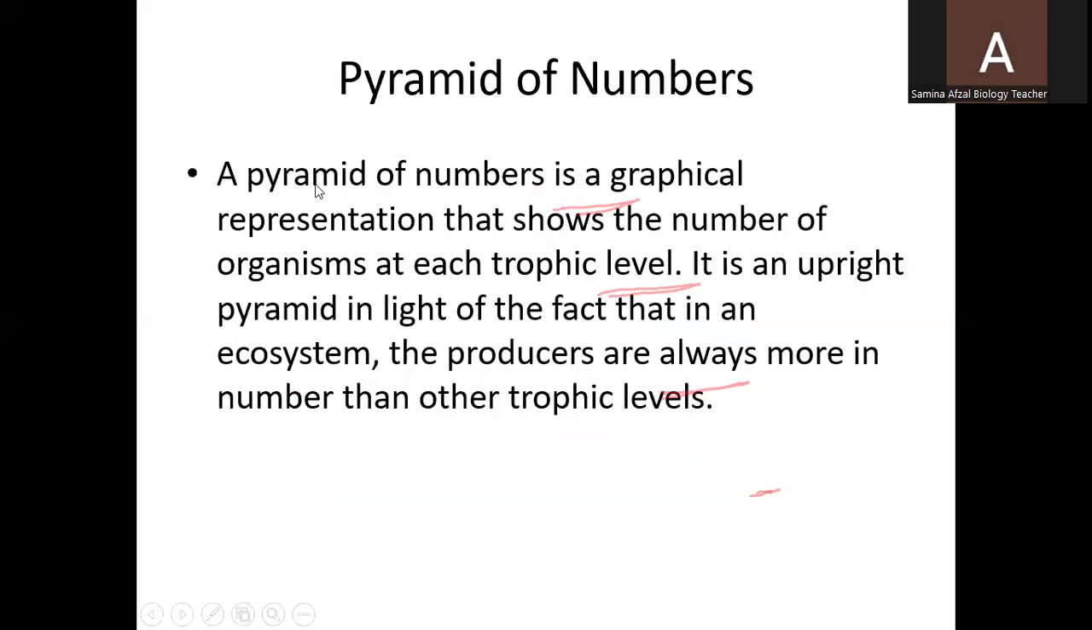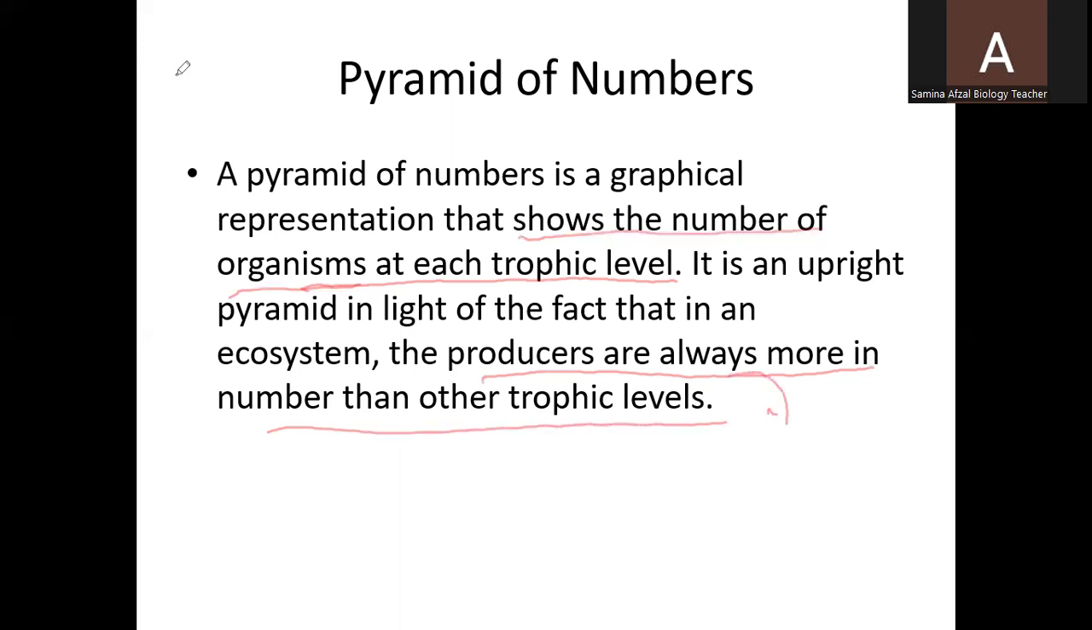First of all, I would like to describe the pyramid of number. Different pyramids can be represented in the ecosystem. A pyramid of number is a graphical representation that shows the number of organisms at each trophic level. It is an upright pyramid because in an ecosystem, the producers are always more in number than other trophic levels.